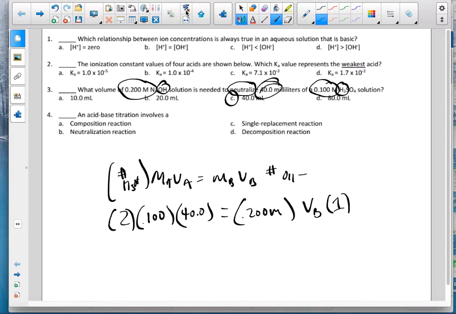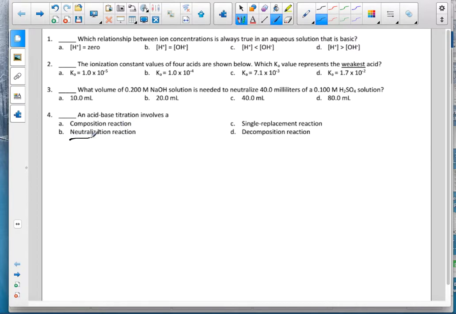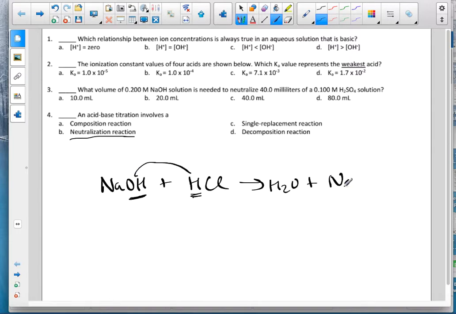When we talk about an acid-base titration, this is just memorization. You have to know it's a neutralization reaction, because if you think about it like this, NaOH plus HCl, for example, right? The OH provides the base, the H is the acid. When you combine the two together, the first thing you're going to get is water, and then, in this case, NaCl, you get what we call a salt. That's what a neutralization reaction is.